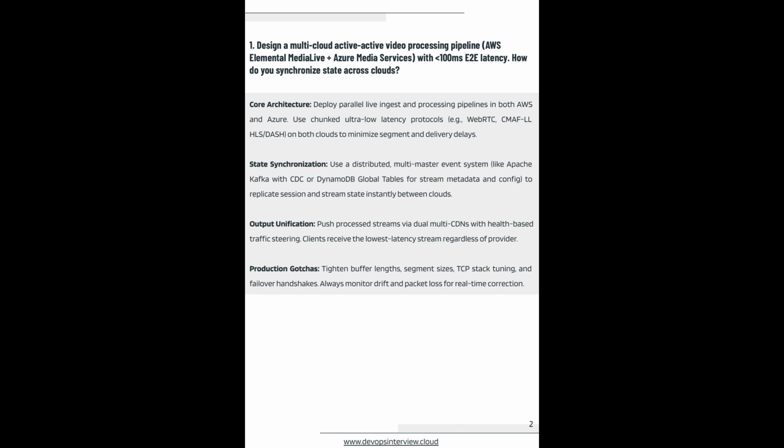Yeah, that's exactly the beast we're tackling in this deep dive. And, for anyone prepping for those senior DevOps or cloud interviews, this is gold. It's precisely the kind of complex, real-world problem solving you'll need to demonstrate. So our mission today is really to unpack the design of a multi-cloud active video processing pipeline. We'll look at tools like AWS Elemental MediaLive and Azure Media Services, and specifically how they hit that crazy fast sub 100 millisecond latency target.